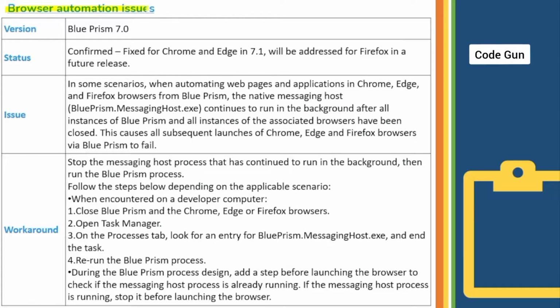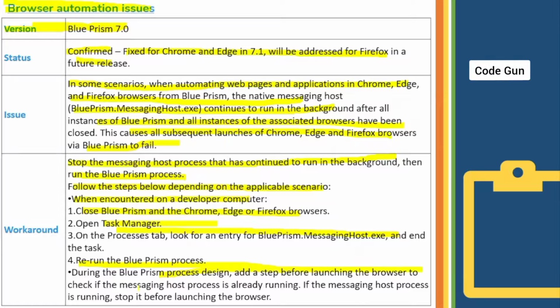This is the title of the issue: browser automation issues. This is the version in which we are facing this issue, and this is the description of the issue you can see. The status will tell you whether the issue is resolved or not, and if it is resolved, then in which release we can see the fixes. And the workaround is the solution, meaning if you are still using the old version in which that issue is occurring, you can use the steps mentioned in the workaround.